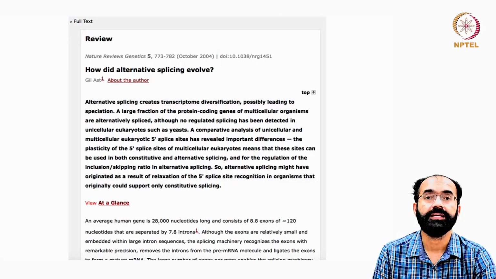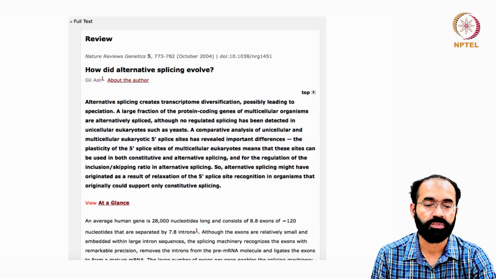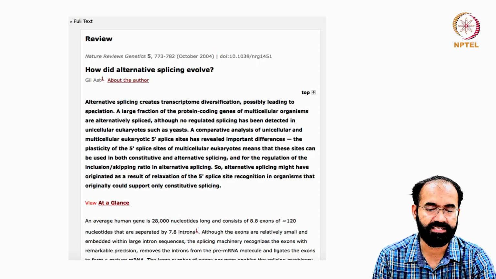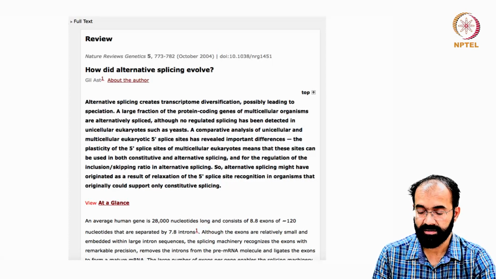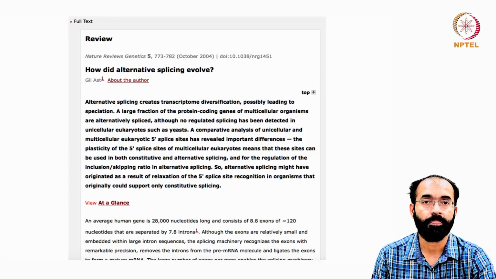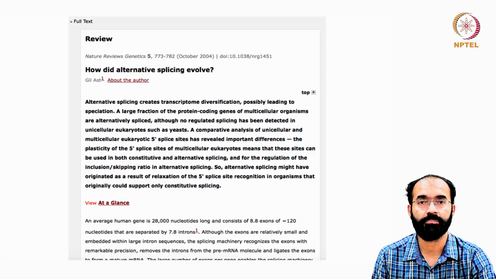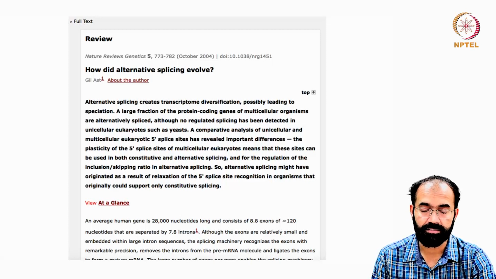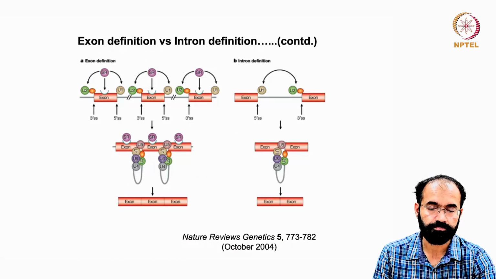And how did alternative splicing evolve? Those who are interested can read this review that was published in Nature Reviews Genetics a few years ago. Alternative splicing is a very interesting topic, and you will get to know more about how different organisms make use of alternative splicing, not only for introducing complexity but also for various other cell biological needs.